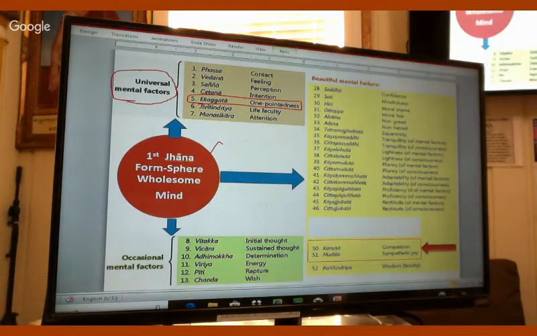So look at the universal manifest, Ekagata is very strong. Ekagata is a leader in the jhana chitta. You need to understand, the other members, Phassa, Vedana, Sanya, Chetana, Jivitena, Manasikara, follow the Ekagata, Samadhi. They change their roles.